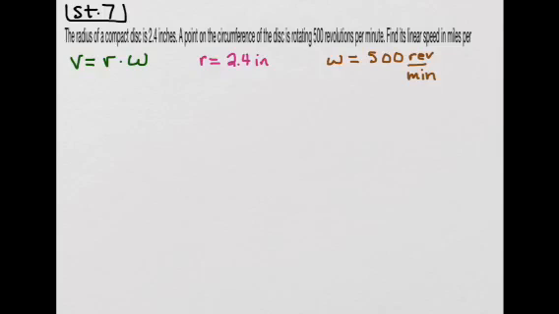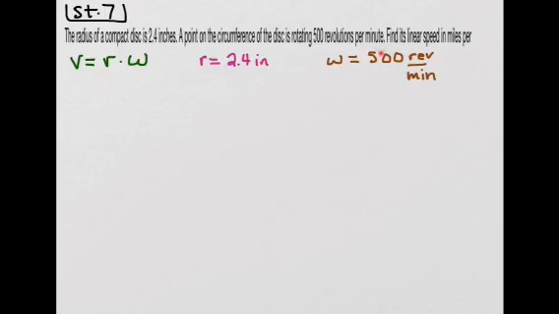Oh, and it got chopped off on the right, I just noticed. It says find its linear speed in miles per hour. Okay, so that's what's missing on the side there. So right here I have the formula. The linear velocity equals the radius times its angular velocity. The radius was given to you, and this was given to you.